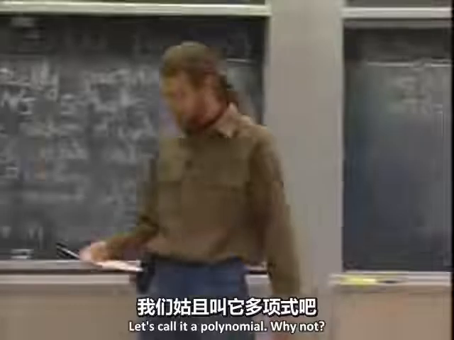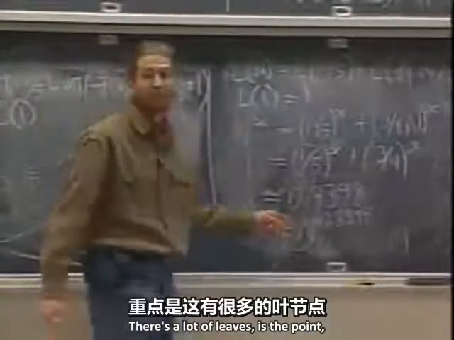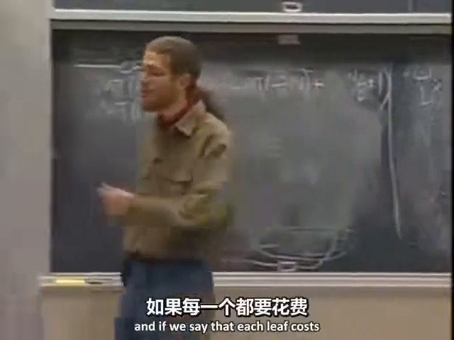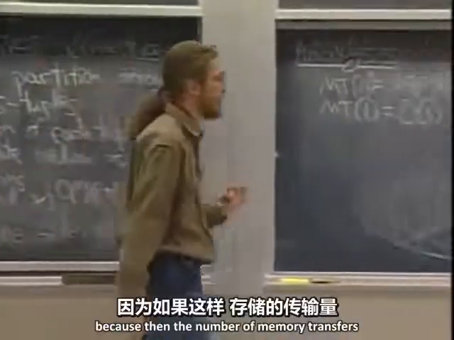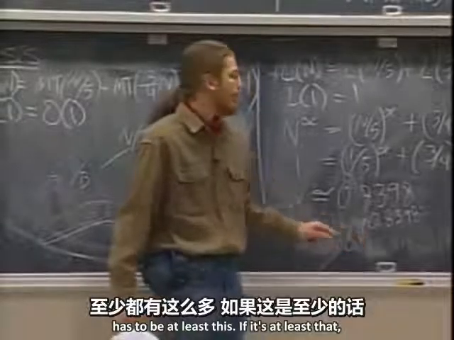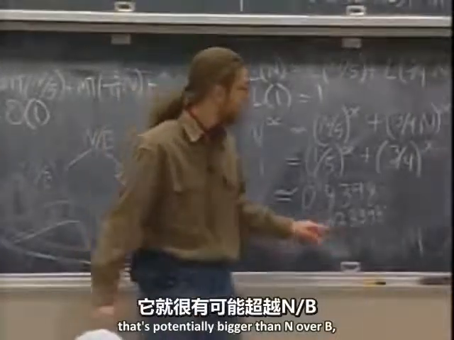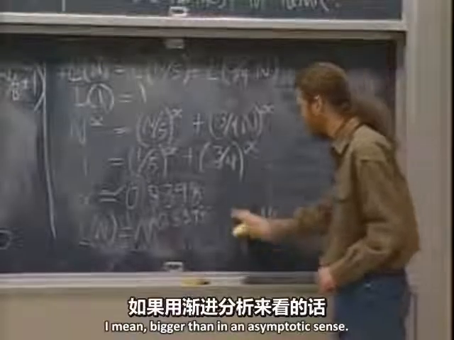Let's call it a polynomial. Why not? There's a lot of leaves, is the point. And if we say that each leaf costs a constant number of memory transfers, we're in trouble. Because then the number of memory transfers has to be at least this. If it's at least that, that's potentially bigger than n over b. I mean, bigger than in an asymptotic sense.